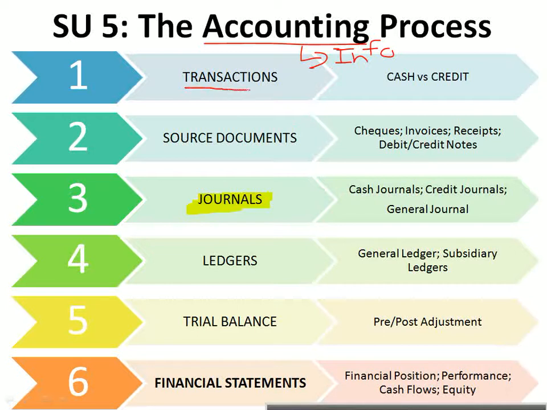The transaction is the first step. Transactions need to be recorded in a source document. Some examples are checks, invoices, receipts, debit or credit notes. Nowadays things are done electronically, so an SMS notification or an email are proofs that something has happened, that a transaction has taken place. An EFT, a proof of payment, those would all be source documents. A source document proves that a transaction exists.